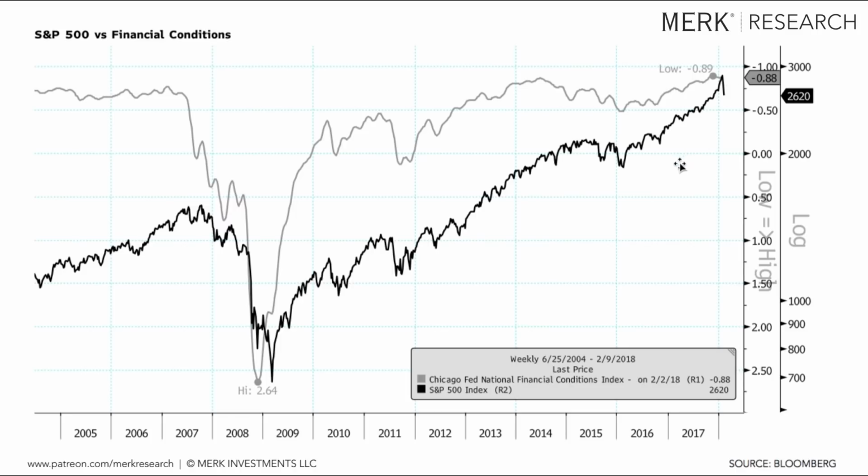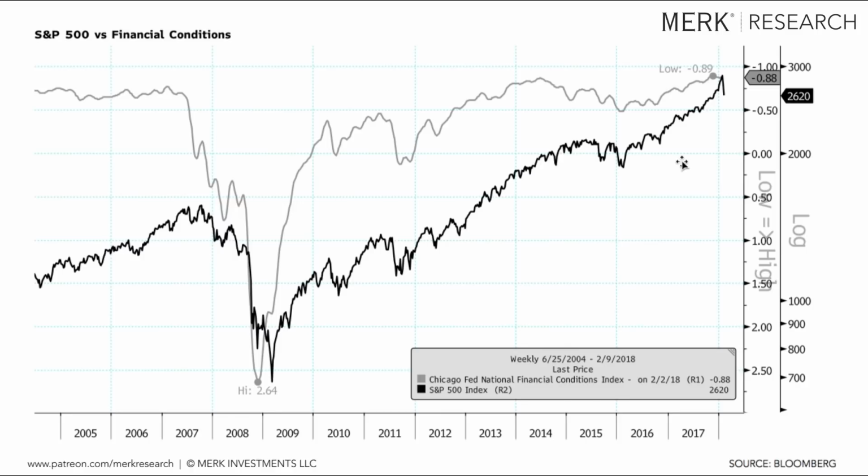But this index, the Chicago Fed National Financial Conditions Index, has about 100 sub-indicators and provides a very comprehensive look at what's going on with financial conditions broadly. So it's not just what's happening in the stock market. That's a very small part of this index, and it's one of the things that I like about it.